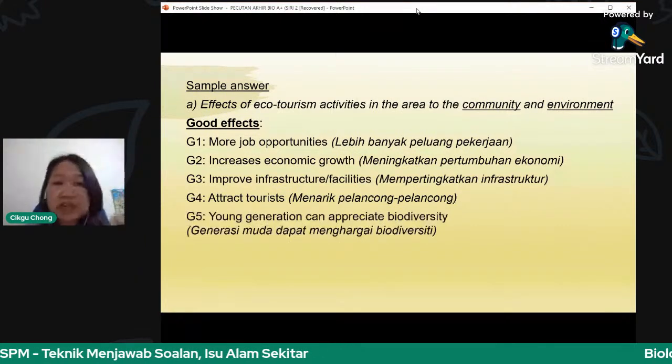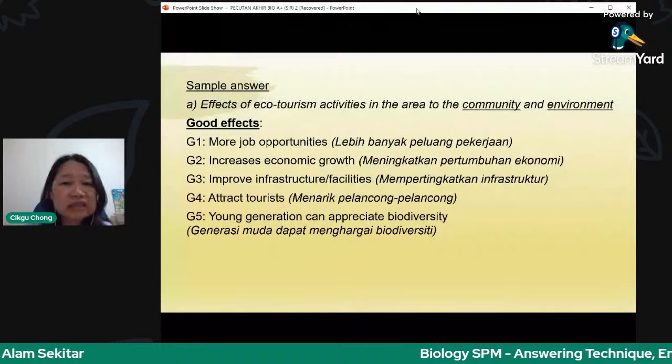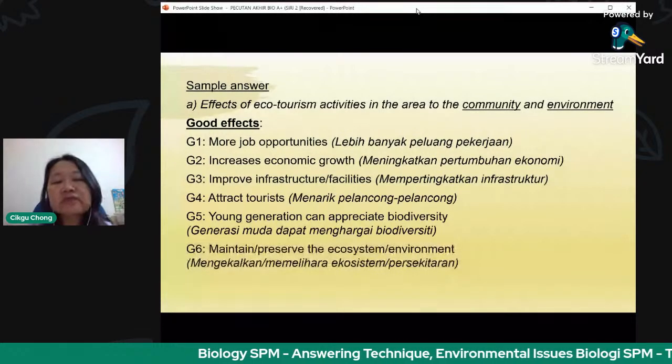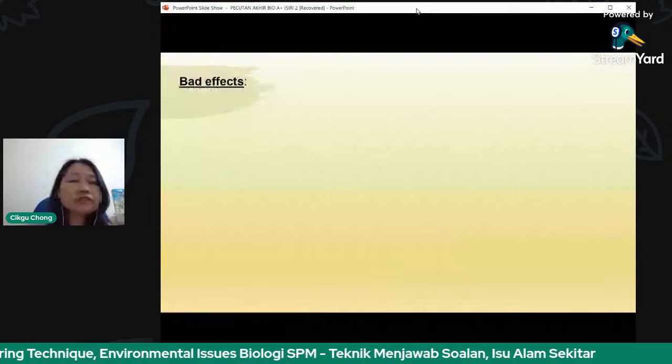They will fall in love with the sea, they fall in love with the lakes and so on. And then maintain or preserve the ecosystem or the environment. So these are the good effects, all right? Is there any more? That's all. That's for the good effects.